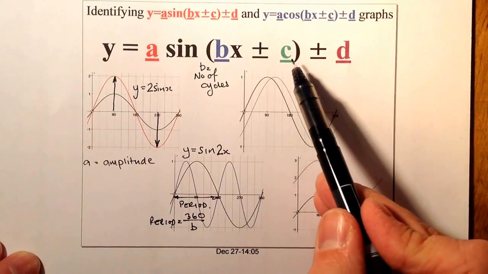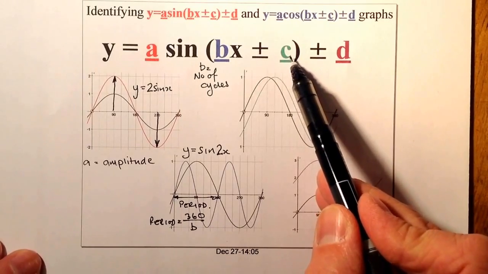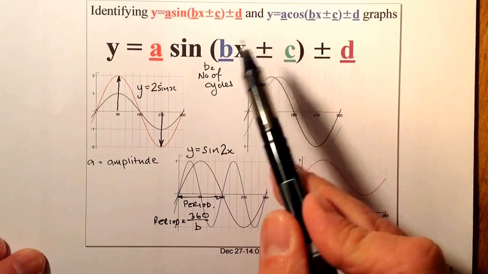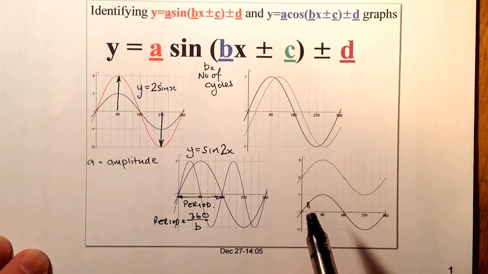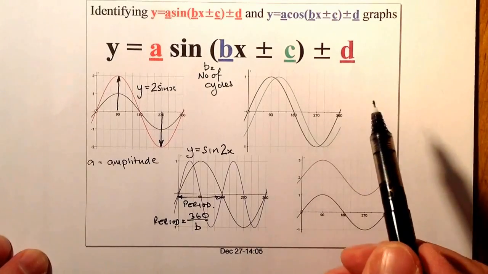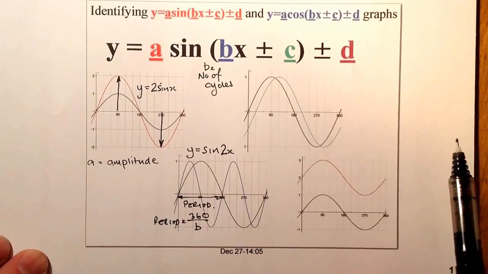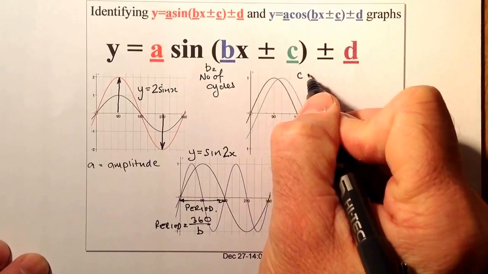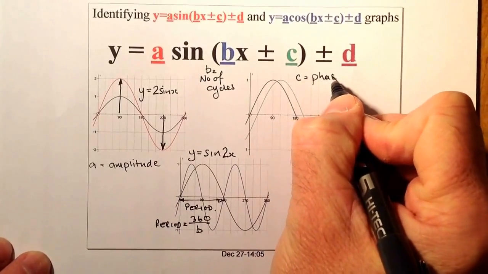If I now place a value in here where C is, that would be within a bracket. What that would do is move the graph to the left or to the right. And the C value here is called the phase angle.